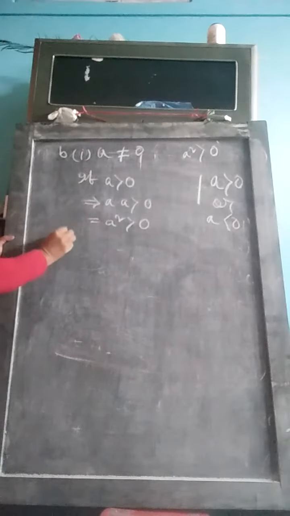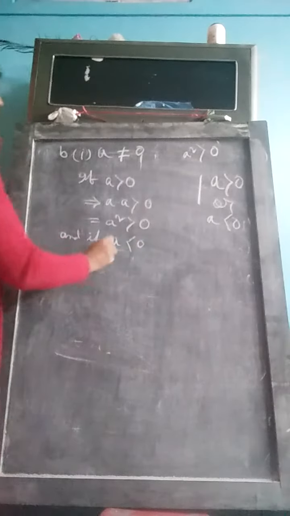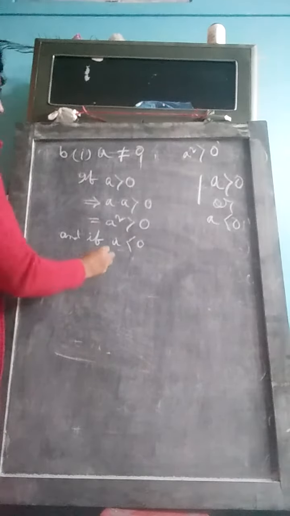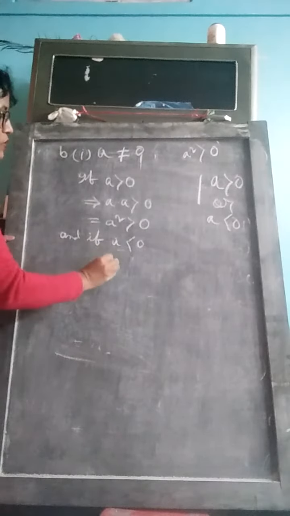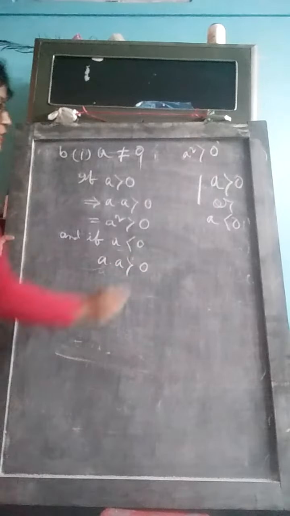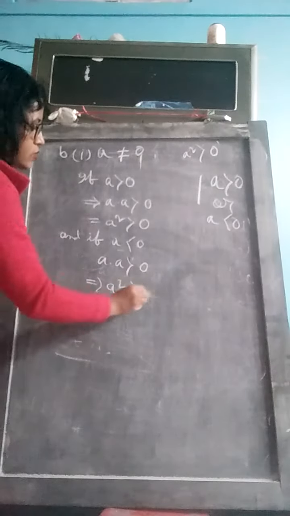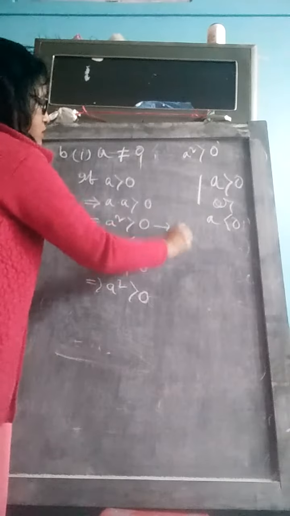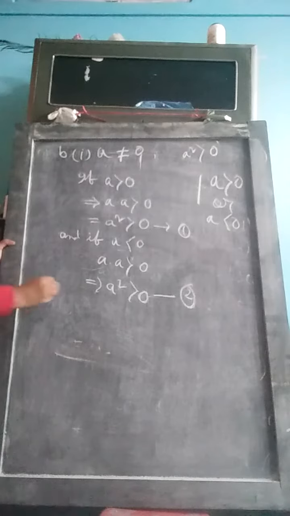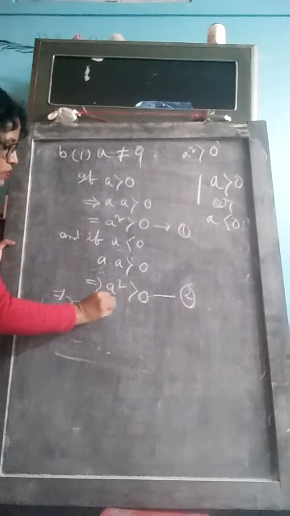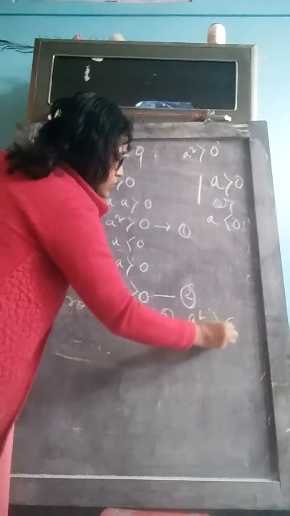Or, if A is less than 0, that means it is negative. And if we multiply this by the negative number, then it becomes greater. That means A into A is greater than 0, so A square greater than 0. Suppose this is 1, this is 2. From 1 and 2, what do we get? A square greater than 0. So it is true.